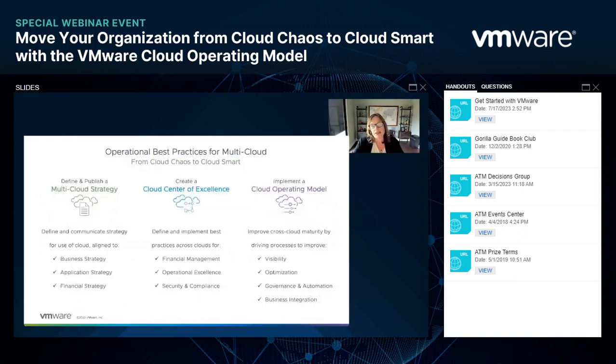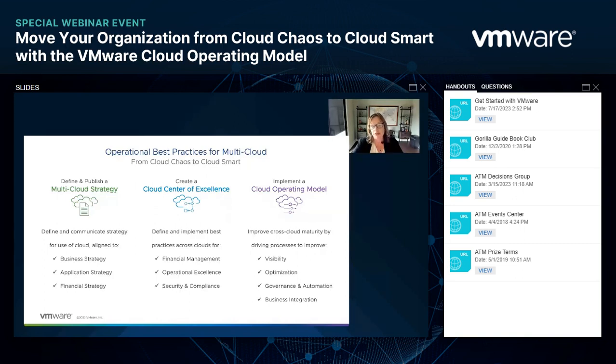So now I'm going to talk a little bit about operational best practices as we move into this multi-cloud world. And what's interesting about this slide is that there's actually no technology on it. And an operating model, as you all know, is a mix of people, process, and technology. And I'm definitely going to talk about the technology.